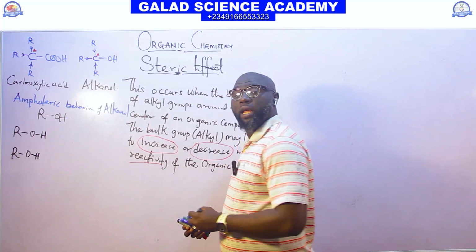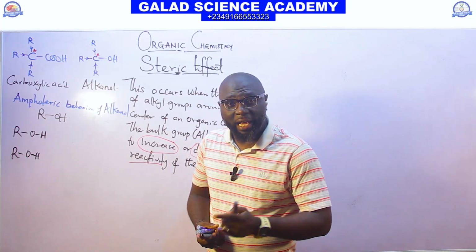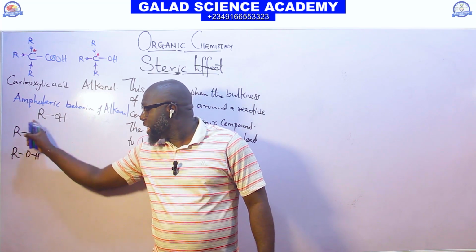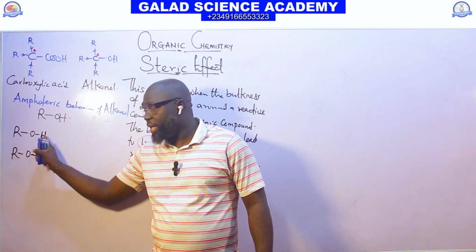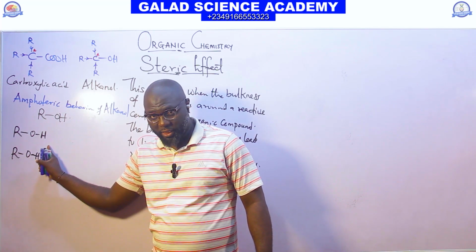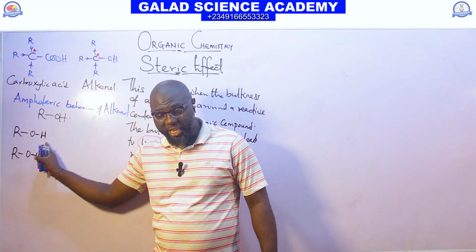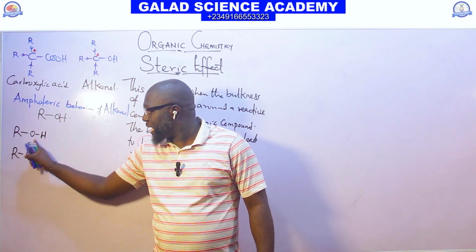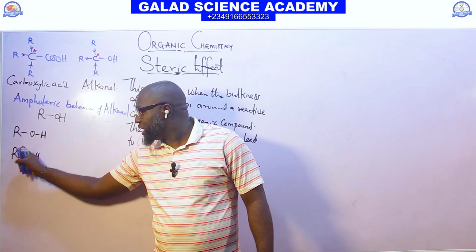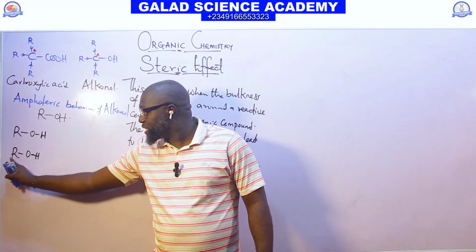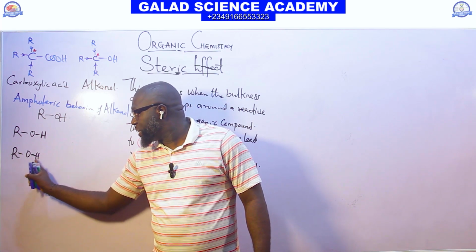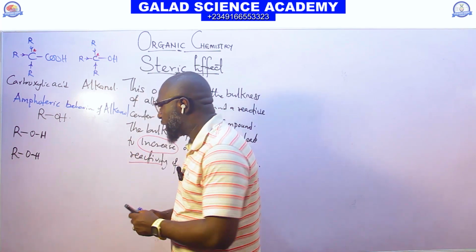Good. The bond cleavage that occurs in this ROH: if this H is ionized from this compound to form an alkoxide ion, this alkanol behaves like an acid. But if OH is the one that is ionized from this compound, this alkanol behaves like a base.